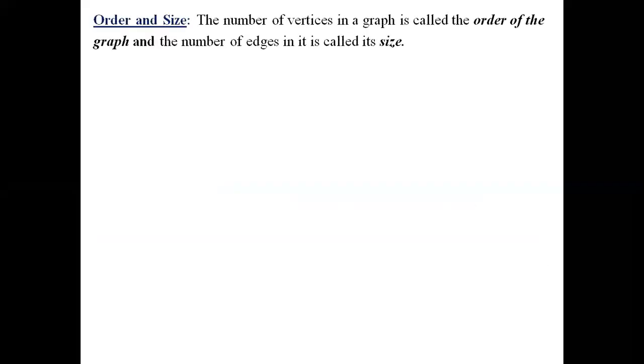Next, we'll see the definition for order and size. The number of vertices in a graph is called the order of the graph and the number of edges in the graph is called its size. So order represents the total number of vertices in any graph and size represents the total number of edges in the graph.